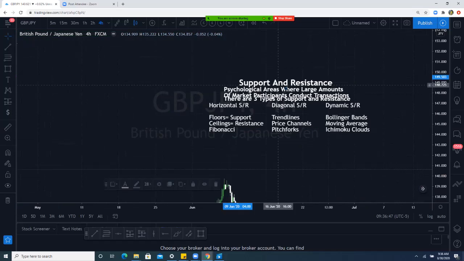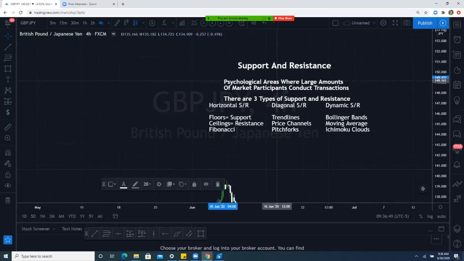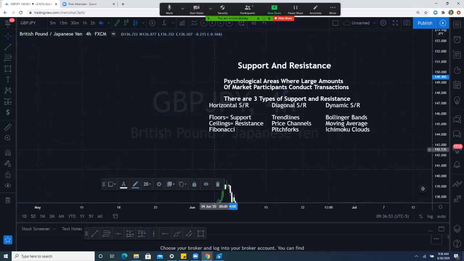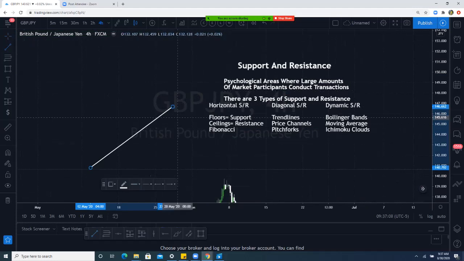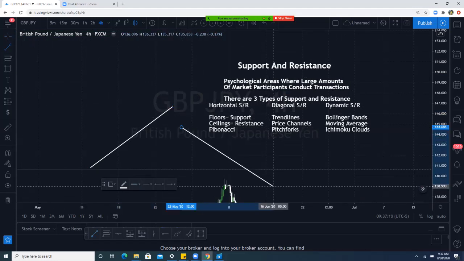The second type of support resistance is going to be diagonal support and resistance. So the diagonal support and resistance is going to consist of trend lines. It's going to be price channels. There's going to be pitchforks. Those are going to be the main three diagonal support and resistance. So basically your uptrend is going to look like that diagonally, and your downtrend is going to look like that for trend lines.